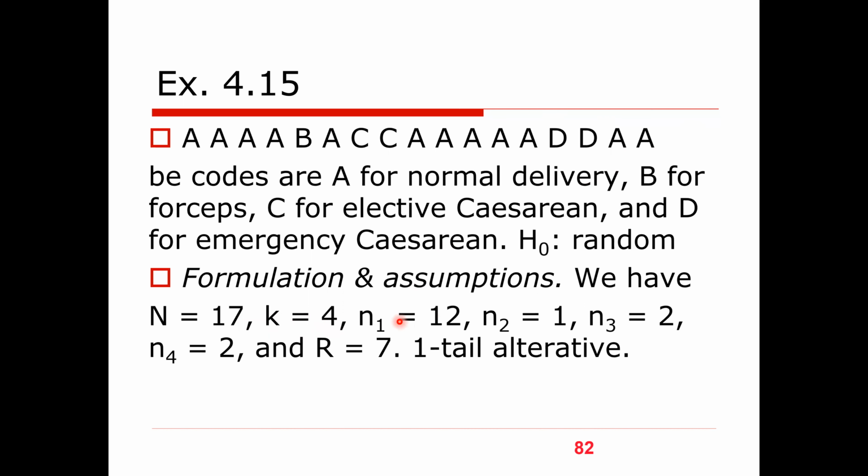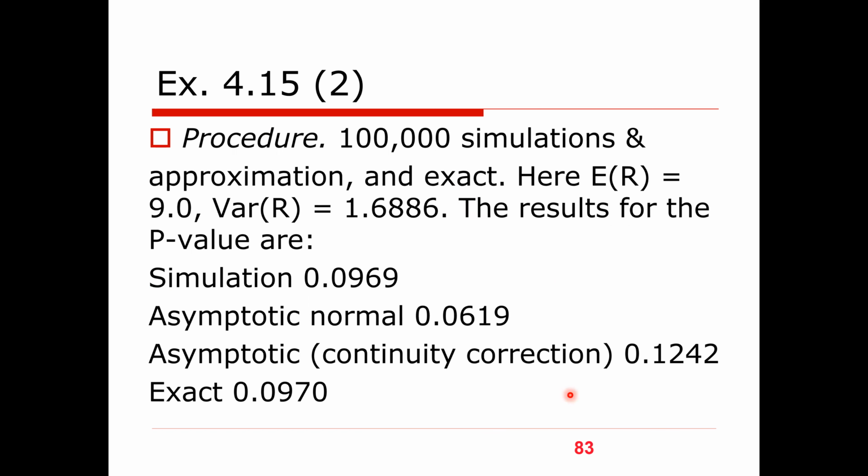We use N1 to N4 to denote the total number of each outcome in this sample. Then we have 7 runs, right? This is 1 run, then 2, 3, then 4, then 5, then 7. We have 7 runs. And this is a one-tail test, either random or not random. Then please read this example by yourself. It gives us the result like this.